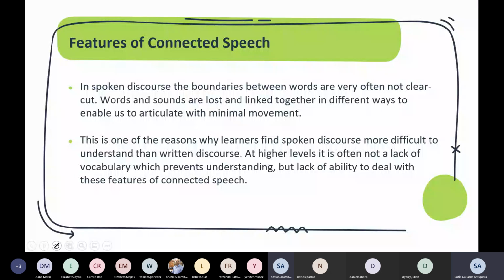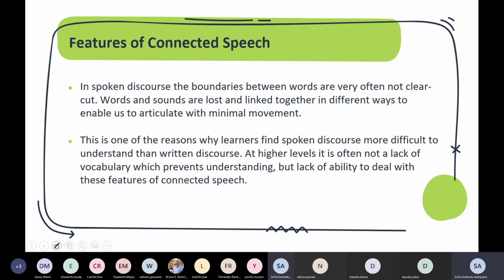So this is one of the reasons why learners find spoken discourse more difficult to understand than written discourse. Has it happened to you that you find it difficult to understand a person speaking, more difficult than when you are reading something? Because that used to happen to me, at least. It was way easier for me to read than to try to understand what someone was saying.